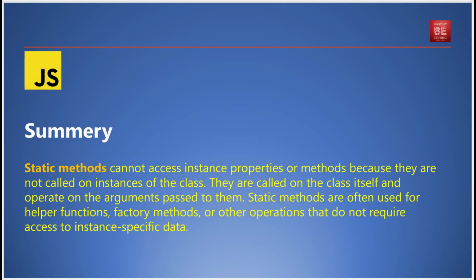To summarize, static methods in JavaScript are methods belonging to the class itself rather than its instances. Defined using the static keyword, they're accessed directly from the class without needing an instance. They operate on the arguments passed to them and can't access instance properties or methods. Static methods are often used for utility functions, factory methods, or other operations that don't require instance-specific data. So the next time you're coding in JavaScript, remember the maverick static methods. They're always there, ready to lend a hand, no instances attached.